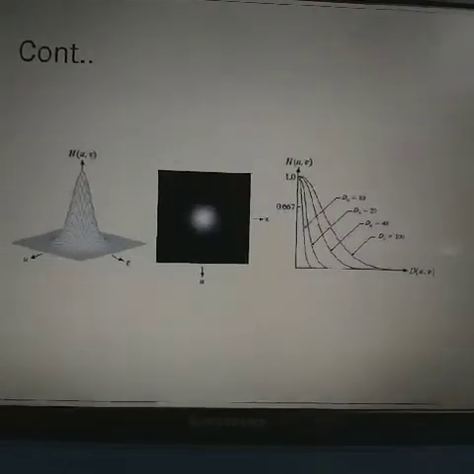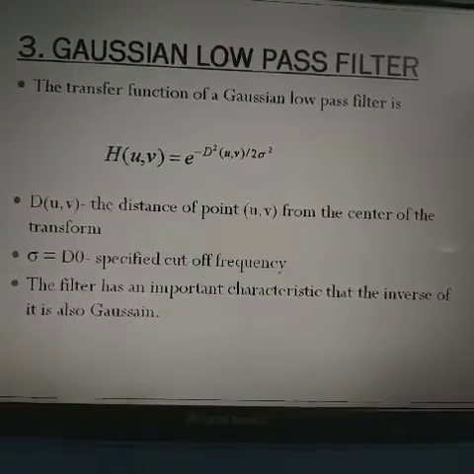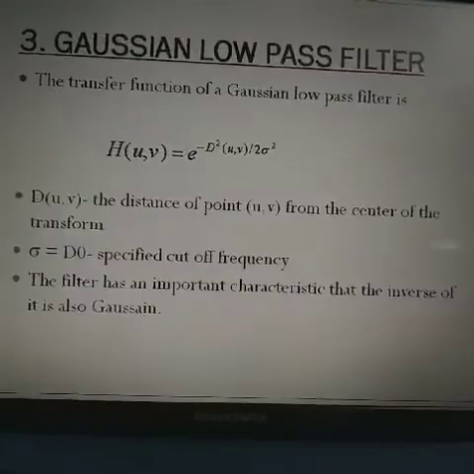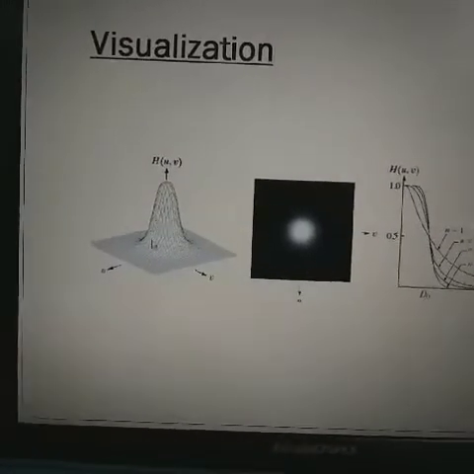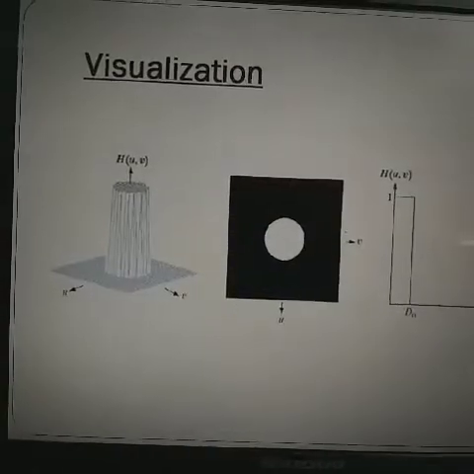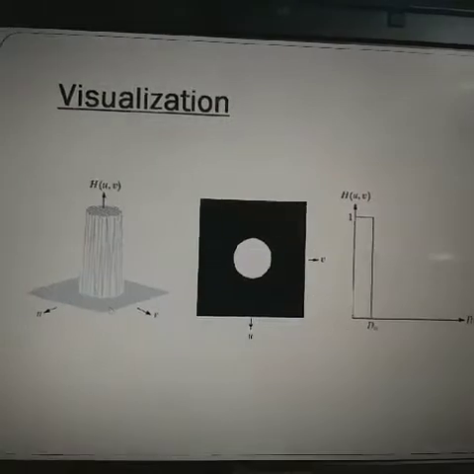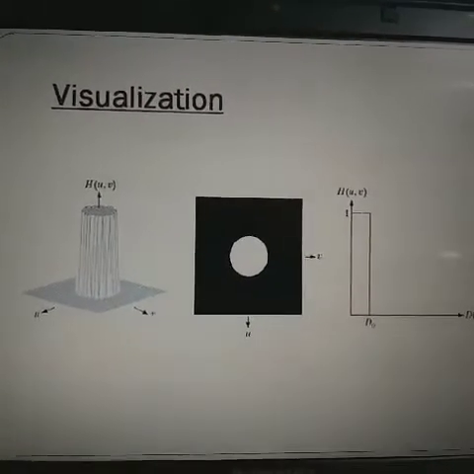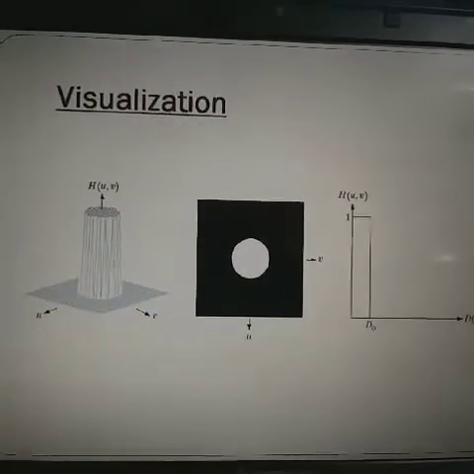The more the D naught value increases, the more blurred the image we get. Here you can see the differences between each of the visualizations. This is the simple ideal low pass filter, and the visualization is like this. We get a smooth image, but no part is more blurred.